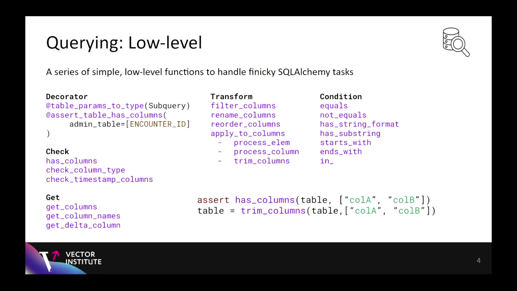So it starts off with a low level where we have some functions to essentially handle finicky SQL Alchemy quirks. So these are things like doing certain checks, gets, transform conditions. You can see an example of an assert and a transformation there at the bottom.